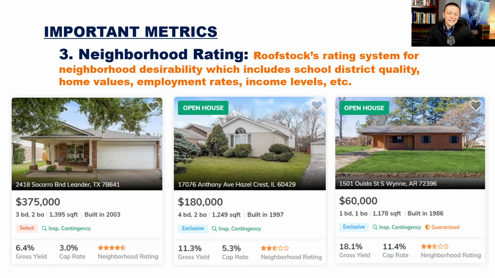The next one is neighborhood rating. And Roofstock has its own proprietary system for rating neighborhoods' desirability, which includes school district quality, home values, employment rates, income levels, and so forth.